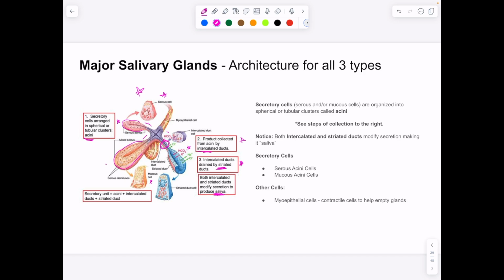Okay, but this defines a secretory unit, and then we have multiple secretory units together. But importantly, these units are made up of these acini, which can contain serous or mucus acini, and then we also have these myoepithelial cells, which are contractile, that help to empty the acini into the intercalated ducts.